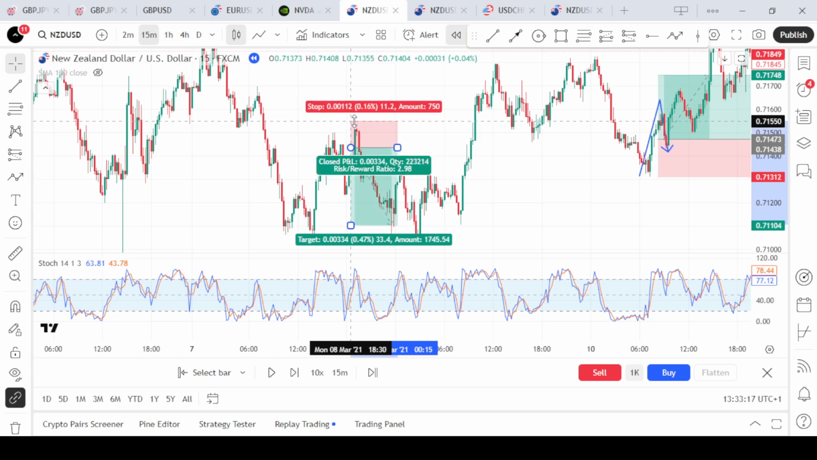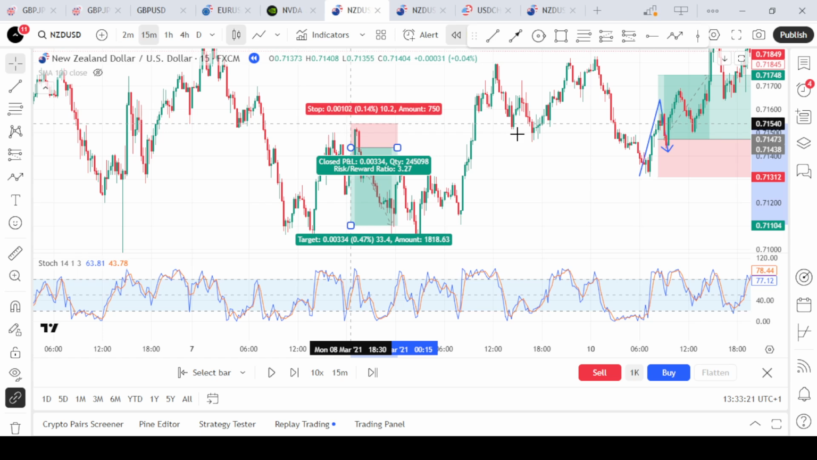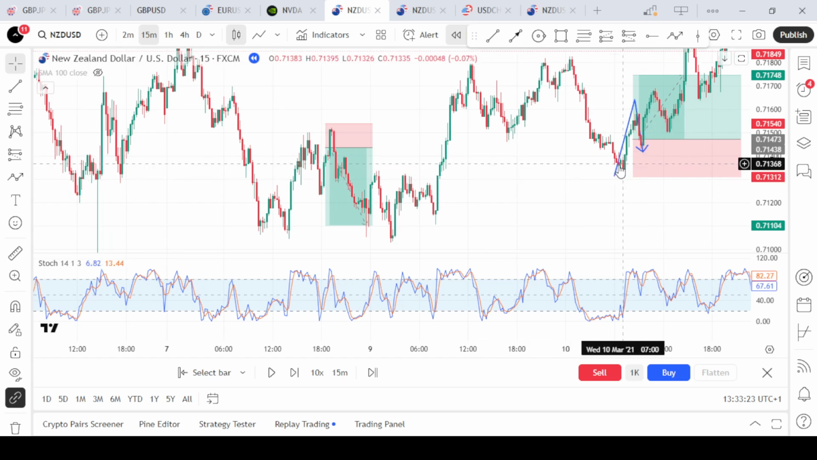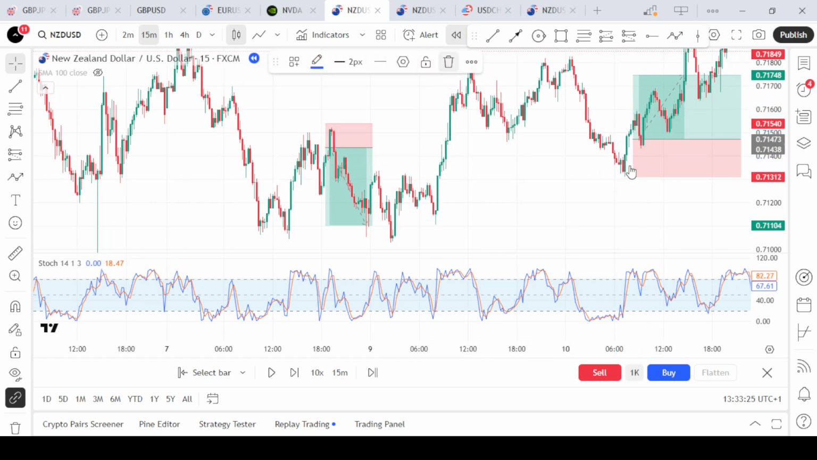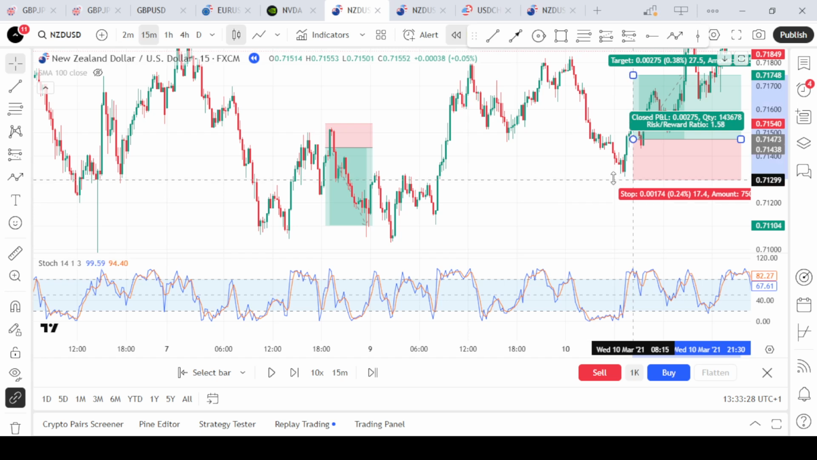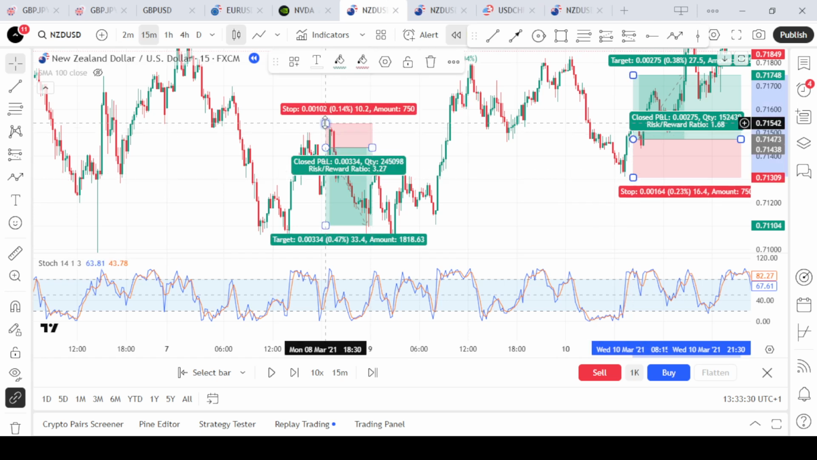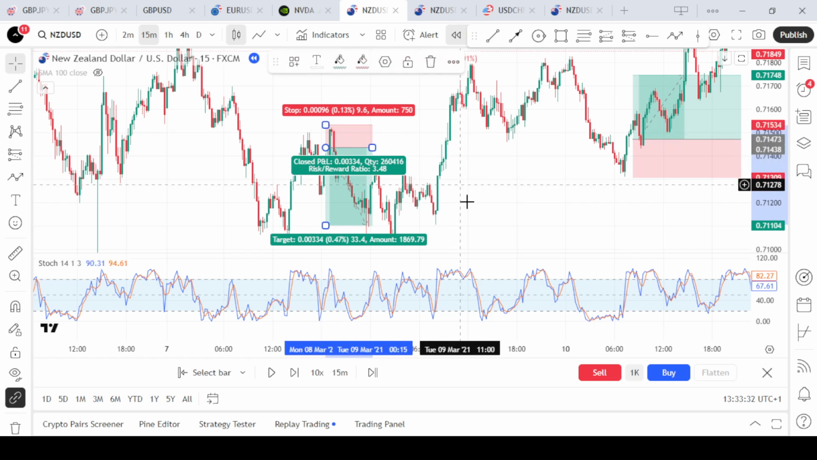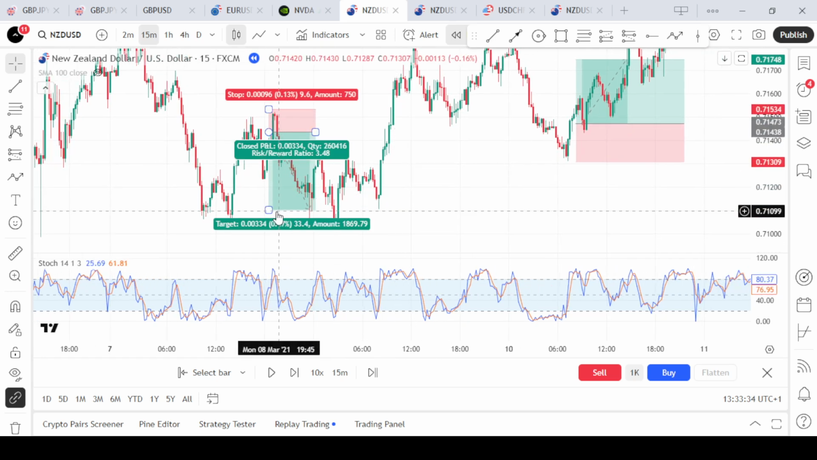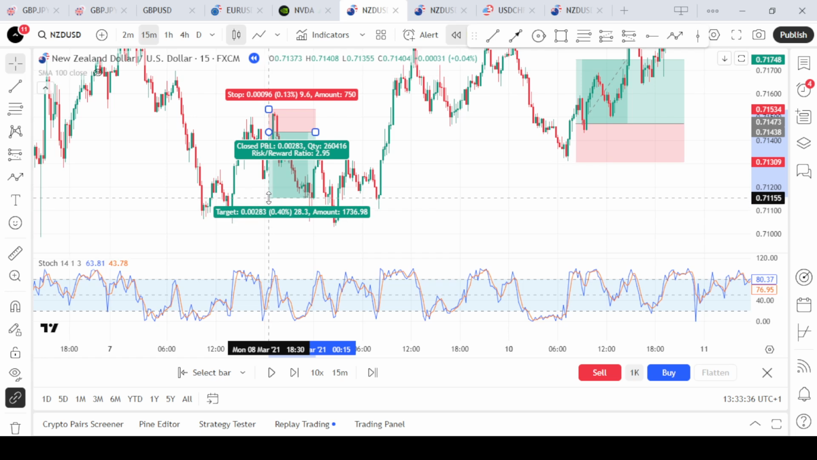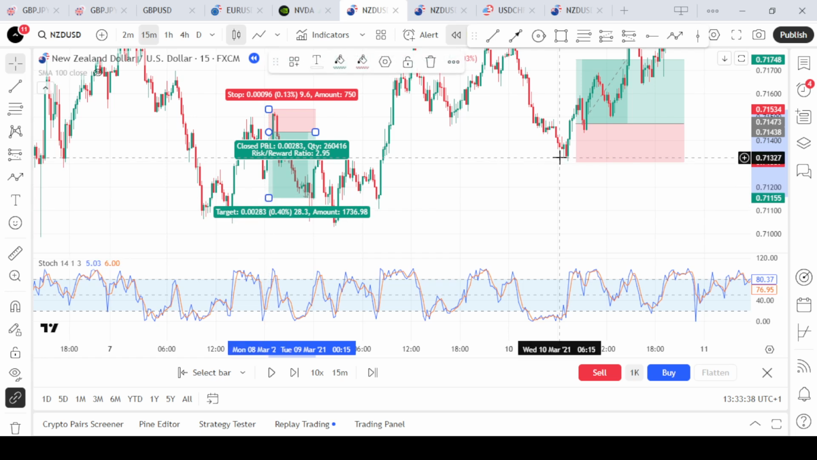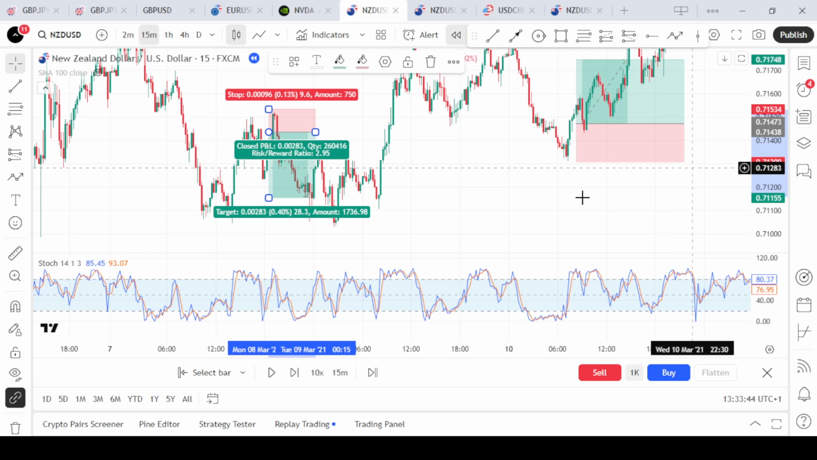In a selling trade, you set it above your swing high. In a bullish trade, you set it below your swing low, your most recent swing low. This is where you set your stop loss. For your profit, you set it for a minimum of 1:2 risk to reward. You set it at 2 times your stop loss distance for a solid risk to reward.